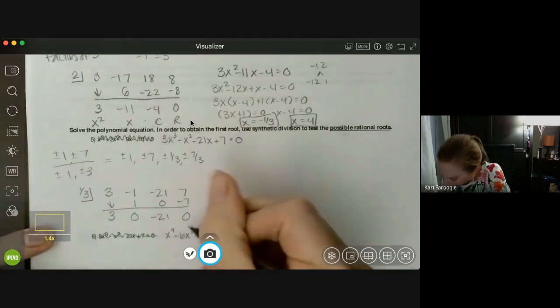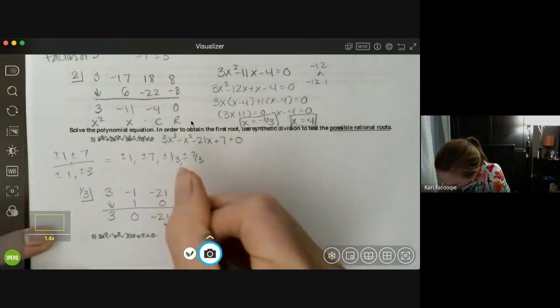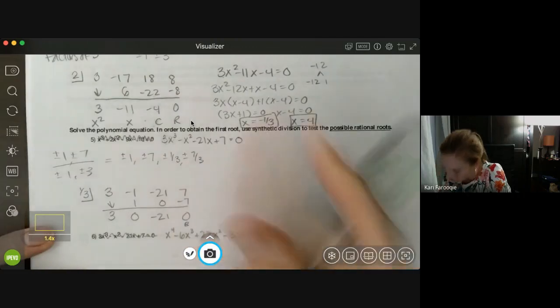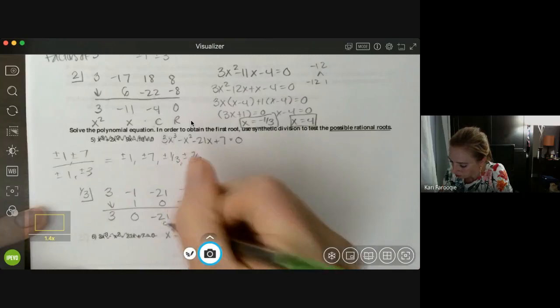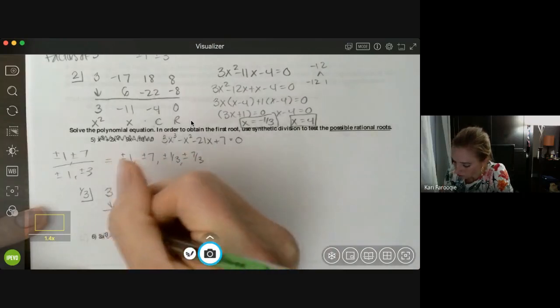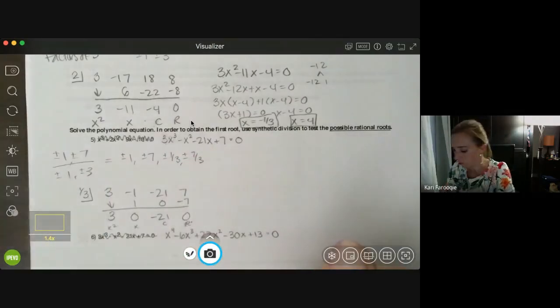Now, when you are done with this one, remember we're doing remainder. Gosh, that's the second time I've done that today. Remainder, constant, x squared. Anytime you're depressing it, it's only by 1 degree.